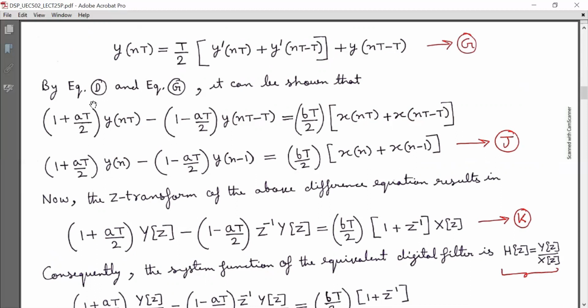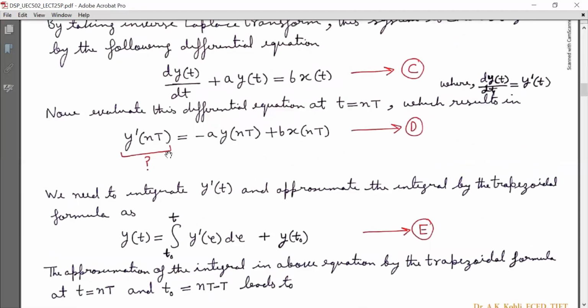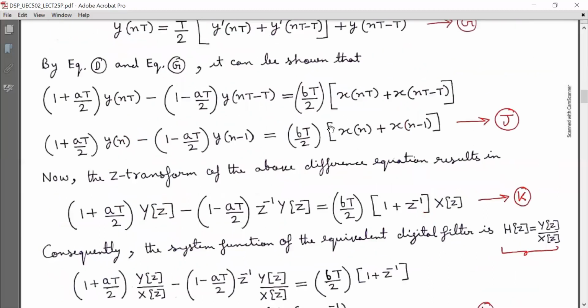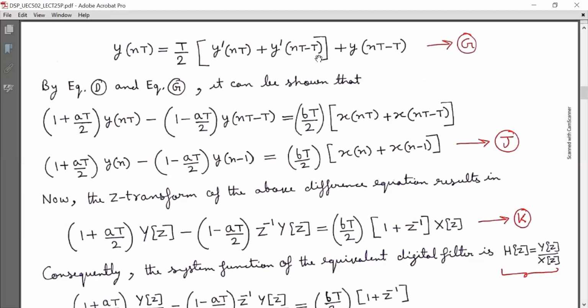By equation D and equation G, it can be shown that, now look at equation D. That is y dash (nT) is equal to minus a y(nT) plus b x(nT). So substitute the value of D in G here. It can be shown that bracket 1 plus aT by 2 into y(nT) minus bracket 1 minus aT by 2 into y(nT minus T) is equal to bT by 2 bracket x(nT) plus x(nT minus T).